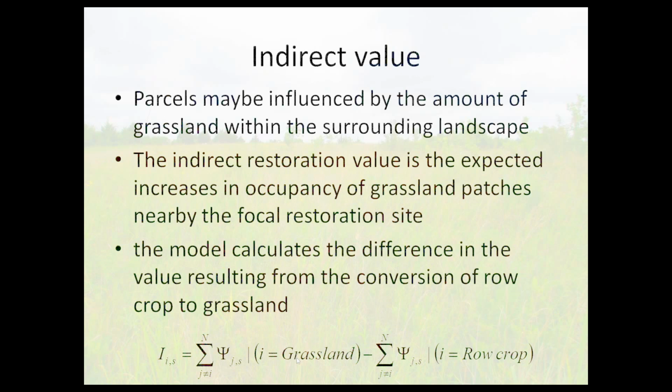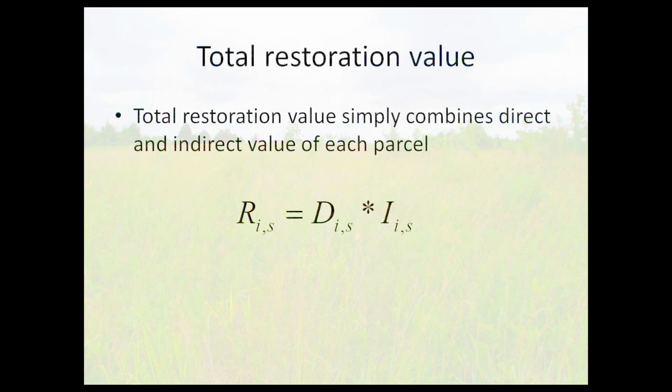So the first equation, the D, the direct value, looks at the patch itself and what the change in occupancy is if you convert a specific patch. And then the second step, the I calculation, looks at what the effect of your focal patch is on the patches that surround it. And so the restoration value of any given patch, the marginal value of any given patch, is simply a function of D times I. Your direct value of that patch times the indirect value of that patch gives you a biological value, I call this, or a conservation value of a particular patch at a site.